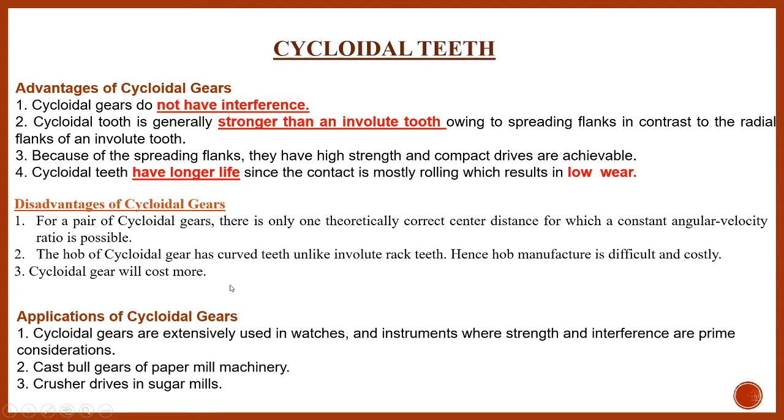Okay, next one is the applications. Cycloid gears are extensively used in watches and instruments, where strength and interference are prime considerations. Again, in heavy machinery, paper mills, and sugar mills, you will find the application of the cycloid gear tooth profile. Again, if we consider the involute gear tooth profile, all our gearboxes and gears consist of the involute gear tooth profile.